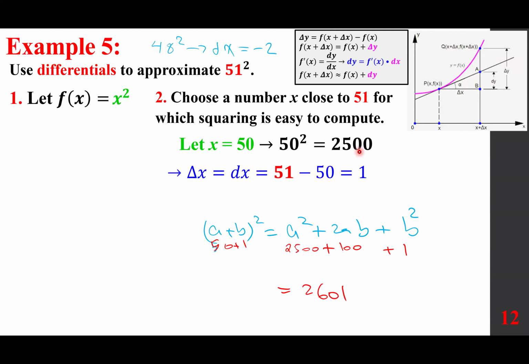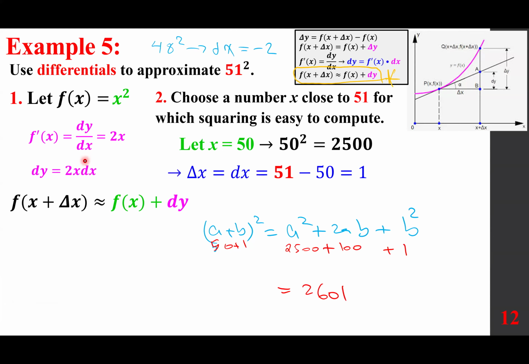So we are going to use the approximation f of x plus delta x equals f of x plus dy. We do have f of x, we don't have dy. To find dy, we are going to differentiate and get 2x. And dy is 2x dx. So now we have everything. We have f of x, which is x squared, and dy, which is 2x dx. This is where we got it.